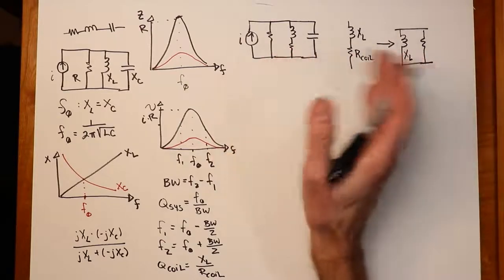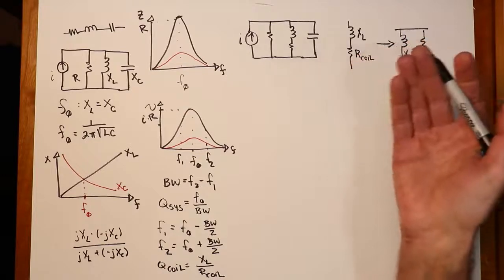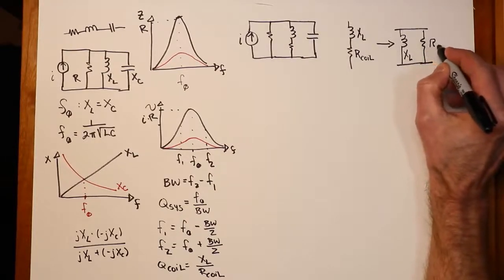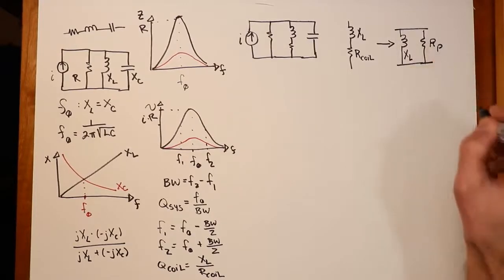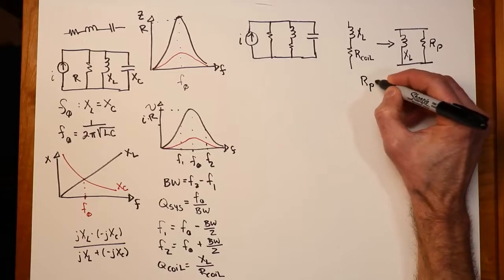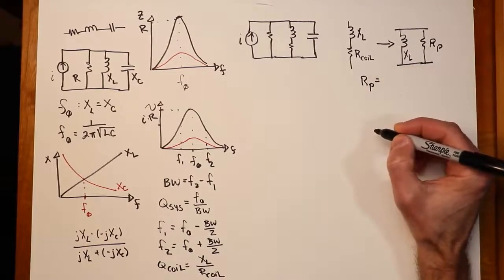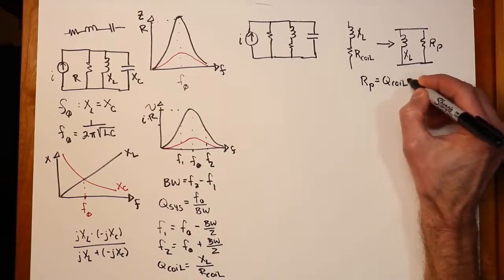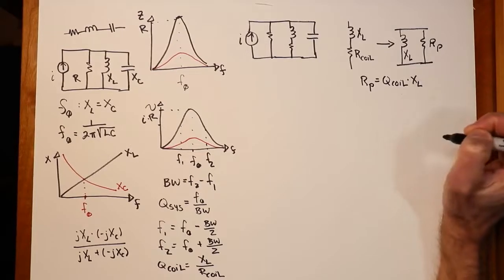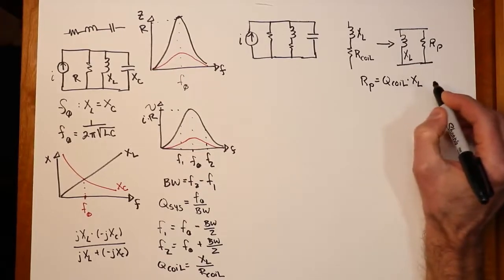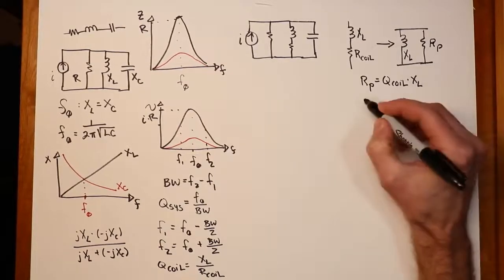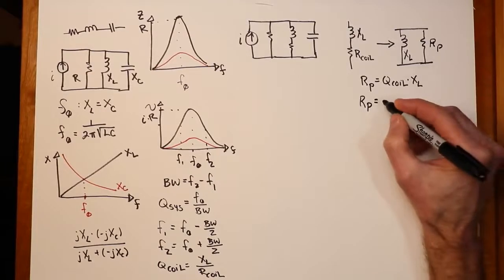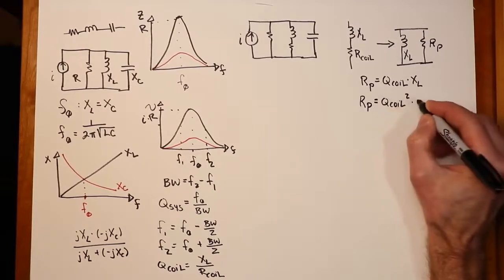You really only start to see large deviations when we get to pretty small Q values, like 3 or something like that. The R value here, I'm going to call this RP. And it turns out that this RP value, RP for parallel, is basically equal to the Q coil times the XL. Now, remembering that XL can be found as Q coil times R coil, we can say that this parallel value is equal to Q coil squared times the original R coil.